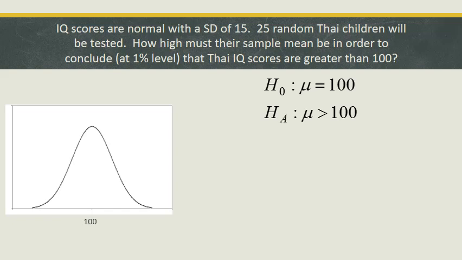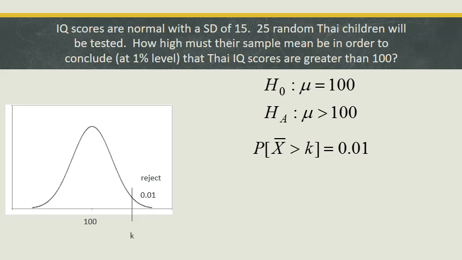So the distribution looks like this, under the assumption that the mean is equal to 100. Then there is a critical value k such that if the sample mean is larger than k, then we will reject the null hypothesis. Since the level of the test was given as 1%, then the area beyond k is 0.01.